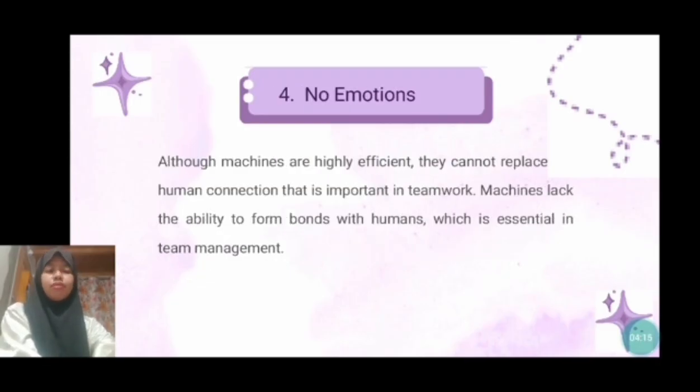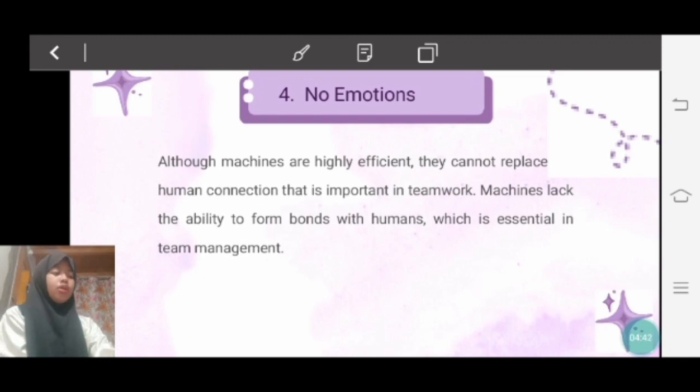Number four disadvantage of AI is no emotions. All these technologies can replace us, but they cannot and never will have emotions like humans. Inside the workplace, human connection is the key for teamwork, which the machine, these technologies, cannot have. These connections or bonds are important in team management.